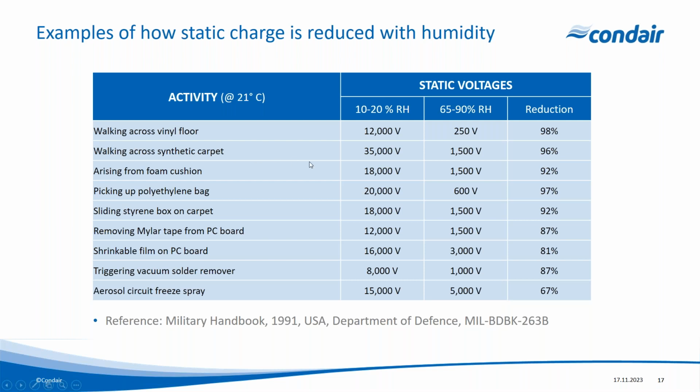Walking across a synthetic carpet at low relative humidity generated a static voltage of 35,000 volts. Again, when humidity was increased across the static threshold, and that static charge, that imbalance of electrons, was allowed to be conducted through the water molecules in the air and distributed to Earth, that static voltage reduced to 1500 volts. That's a reduction of 96%.